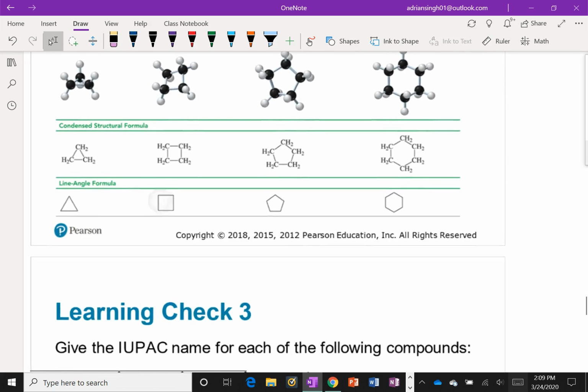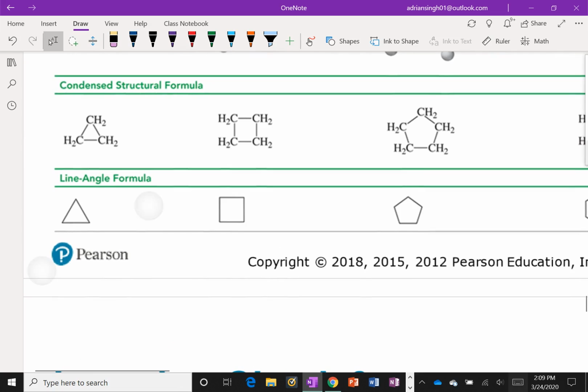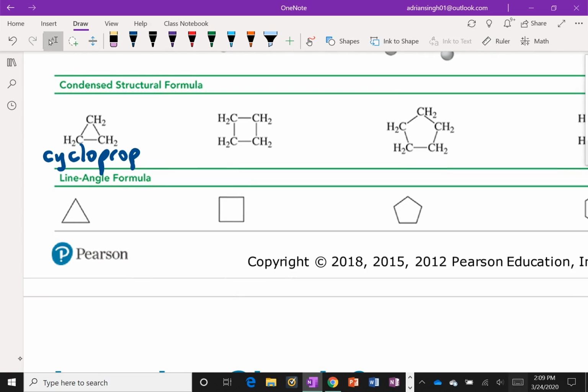So a 4-carbon ring structure would be, so let's just name these. We have here a 3-carbon ring. So first of all, ring structure would mean that it's cyclo, 3 carbons, prop, carbon-carbon single bonds, ane. The one right next to it, again, a cyclic structure. So cyclo. Now we have 1, 2, 3, 4 carbons in the ring. So that's but. And then all single bonds would be ane.